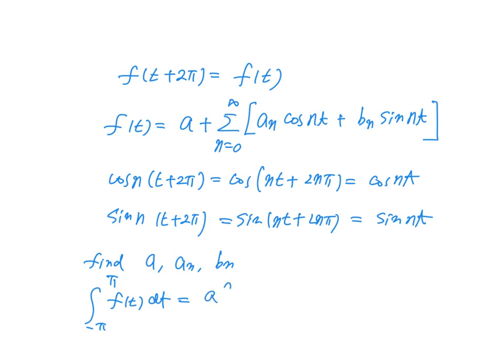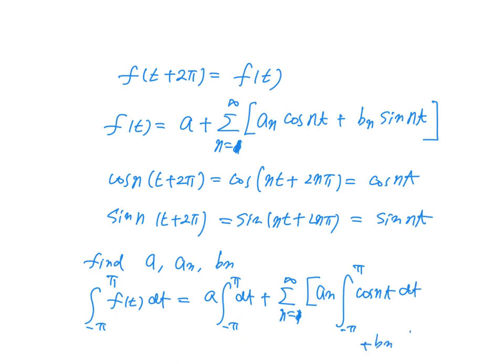It's a0 times the integral from minus pi to pi of dt, plus an times the integral from minus pi to pi of cosine nt dt, plus bn times the integral of sine nt dt. This is very easy to evaluate, right?